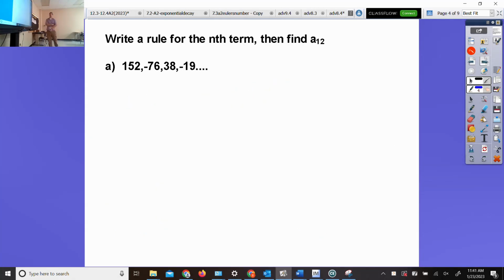All right, write a rule for the nth term, then find a sub 12. All right, so what is the form you're going to plug into? It's geometric. What's the form you're going to plug into? A sub n is what? God, y'all are quiet today. What did you just write down? Keep writing it until you know it. A sub 1 what?